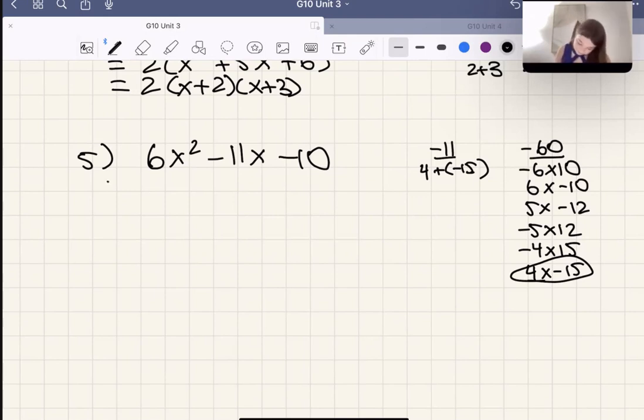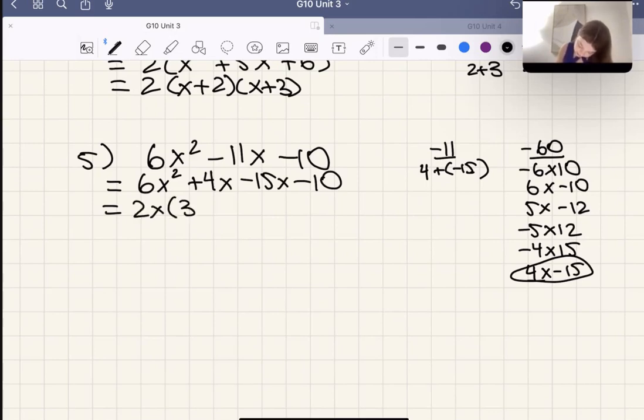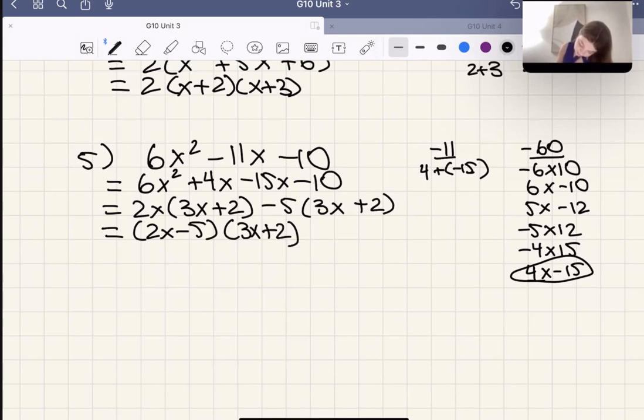Okay, so then we have 6x squared plus 4x minus 15x minus 10. So then we have 2x times 3x plus 2 minus 5 times 3x plus 2. And then here we have 2x minus 5, 3x plus 2. And there we go. We got it.